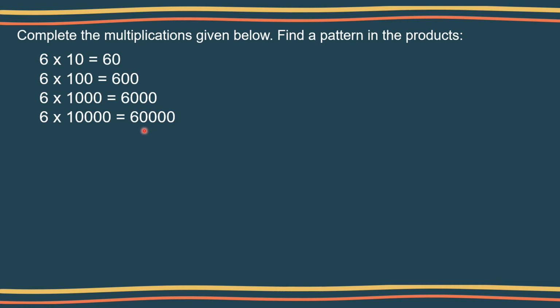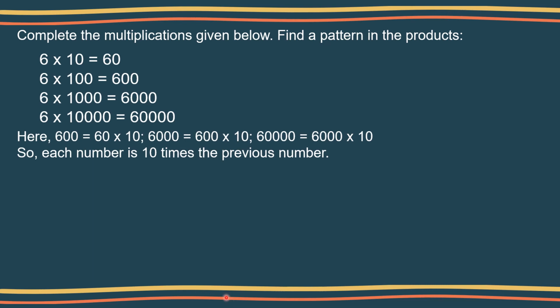So can you see the pattern of these products? Here 600 is equal to 60 into 10. But here 6 into 100 we got 600. In the same way if we multiply 60 into 10 we will get the same answer, 600. 6 multiplied by 1 and these two zeros, 600.